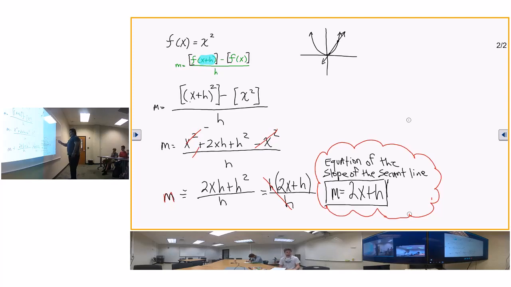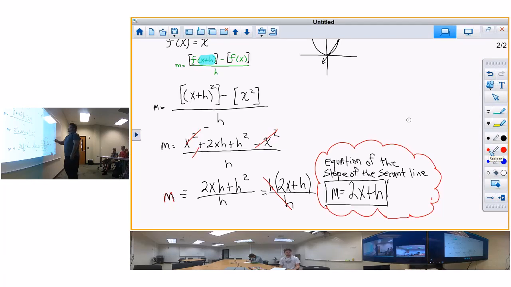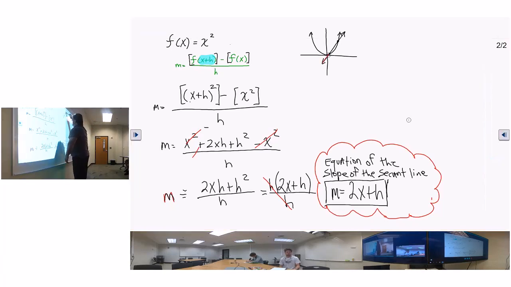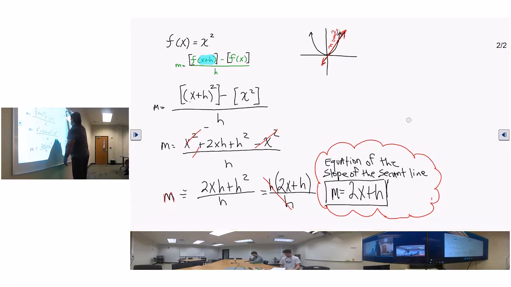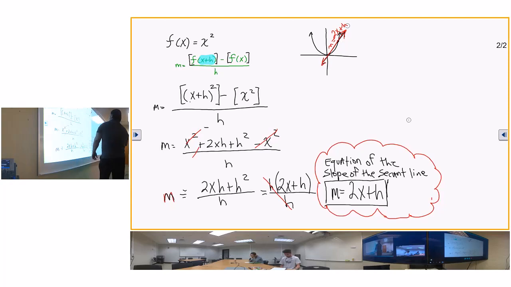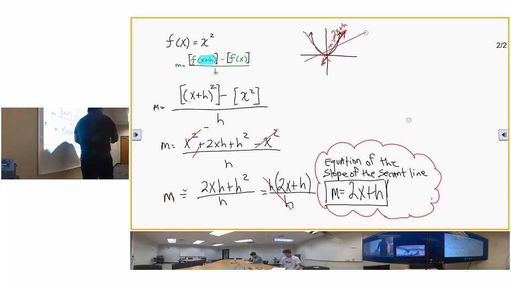Okay, this is what we just found. And you can say Y or M is equal to 2x plus h. We just found the equation for that line. Equation for this line. Equation for this line. Any secant line in this function, wherever you put it, will be that right there.